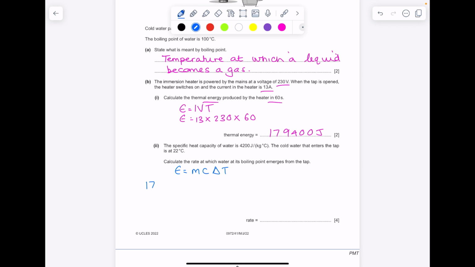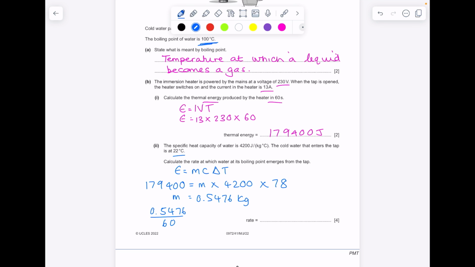The energy we've just found in the previous part of the question. The mass is what we're after. The specific heat capacity is 4,200. The temperature difference is the difference between the boiling point of water and the cold water, so that's 78 degrees. You want to solve for m to get 0.5476 kg. And then we take that number and divide it by 60 seconds to find the rate at which that water leaves the tap. So that's 9.1 times 10 to the minus 3 kilograms per second.